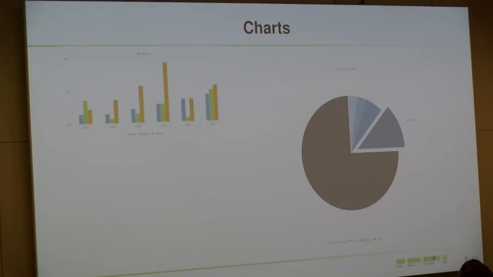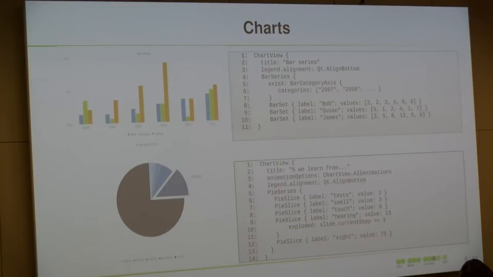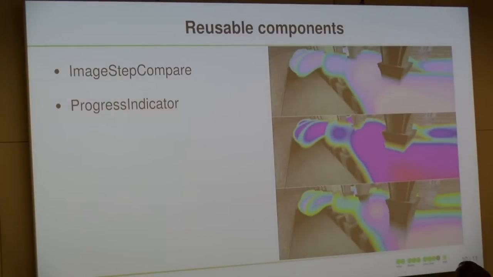Yeah. And I was very surprised when I saw how few lines of code are needed to include such a chart into the slides. We have a chart view here for the pie chart, and inside is the actual pie chart. The chart view is configured to enable all animations, and then we see down here there is one pie slice, which sets its exploded property to true when the slides proceed three steps, and this is what triggered the animation we just saw. So the key of being efficient when creating QML presentations is using components.